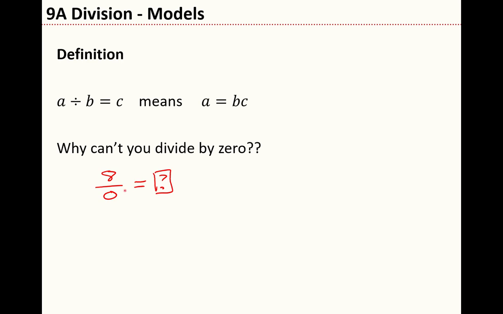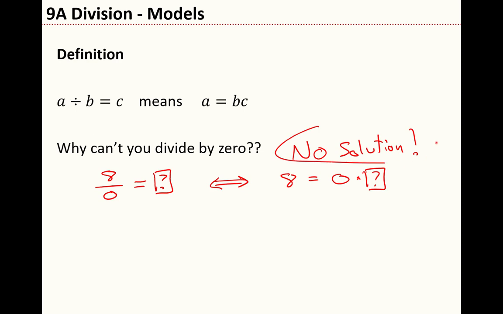Well, let's use our definition. If 8 divided by 0 equals a number, then that means, if and only if, our biconditional from the first week of class, that 8 equals 0 times that number. But that's impossible, right? You can't have 8 being 0 times anything. So there's no solution. Can't happen. And so this is why we say 8 divided by 0 is undefined. I can't define a number there and have it make any sense at all.